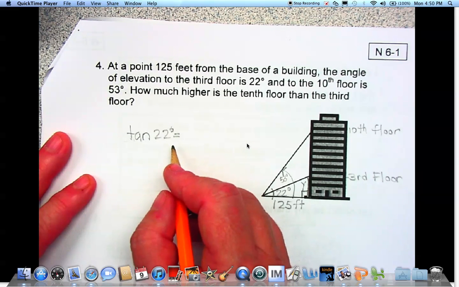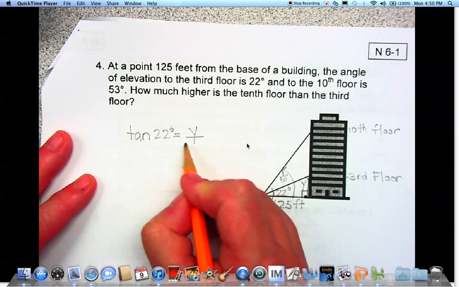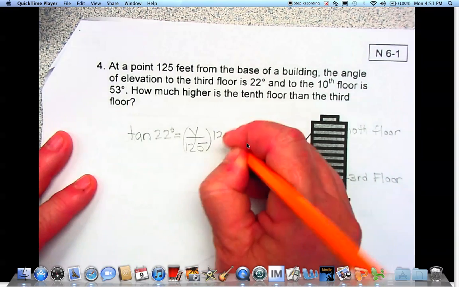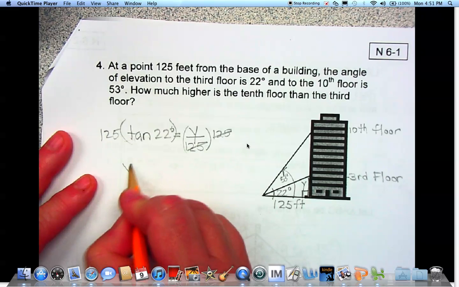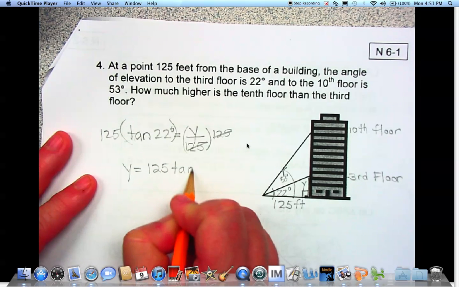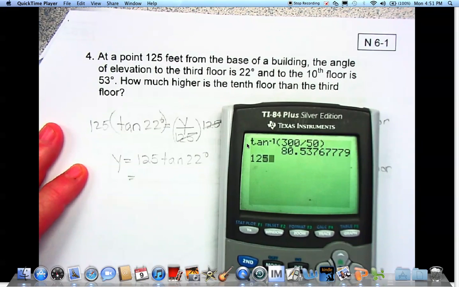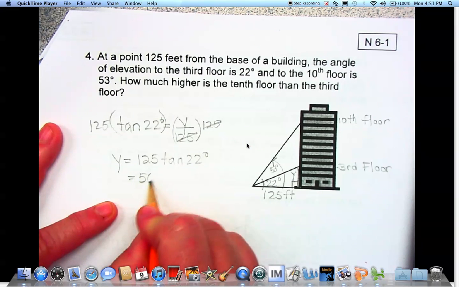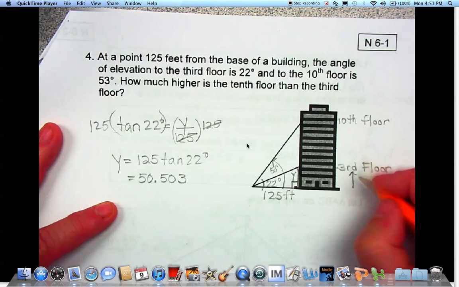That's fine. Yeah. So tangent of 22 degrees equals the opposite, or the Y over the X. Okay, then we're going to get rid of that 125 on the bottom, so we multiply both sides by 125. And those cancel. So Y equals 125 tangent of 22 degrees. So plug that in the calculator. 125 tangent 22. 50.503. So Y equals 50.503. That would be the distance to the third floor.